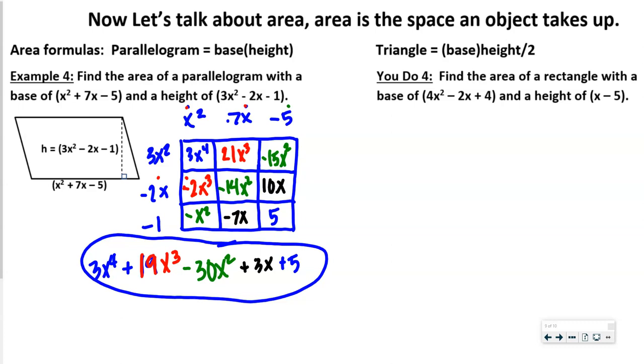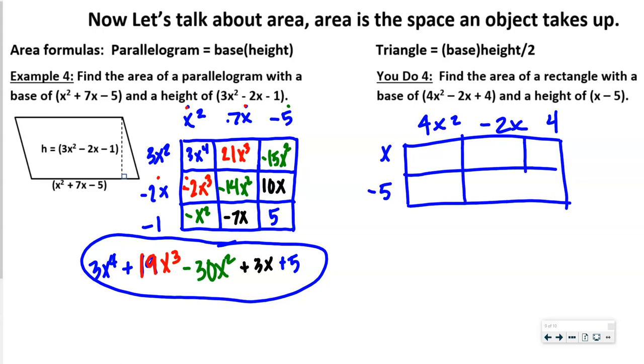Okay? So the next one says find the area of a rectangle with a base of 4x squared minus 2x plus 4. Okay? So on this one, again, I'm going to do our 4x squared. You guys can pause the video, go ahead and do this, and then you can come back to me when you're done. Over here on the left, we're doing x and a negative 5. So this one's a little smaller. I was trying to be nice to y'all.